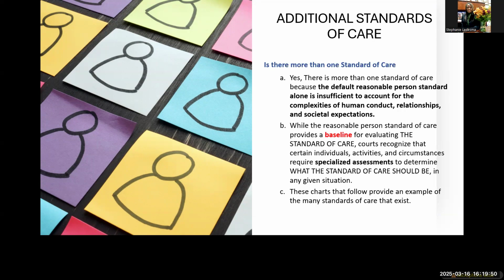Or when public policy or statute imposes a specific duty, then we're going to have a different standard of care, right? That's why there's more than one. That's why the reasonable person standard of care is not the only standard of care available, right? The reasonable person standard of care alone is insufficient to account for the complexities of human conduct, human relationships, and societal expectations. While the reasonable person standard of care provides a baseline, right, it doesn't provide enough flexibility or variation that it covers all situations.